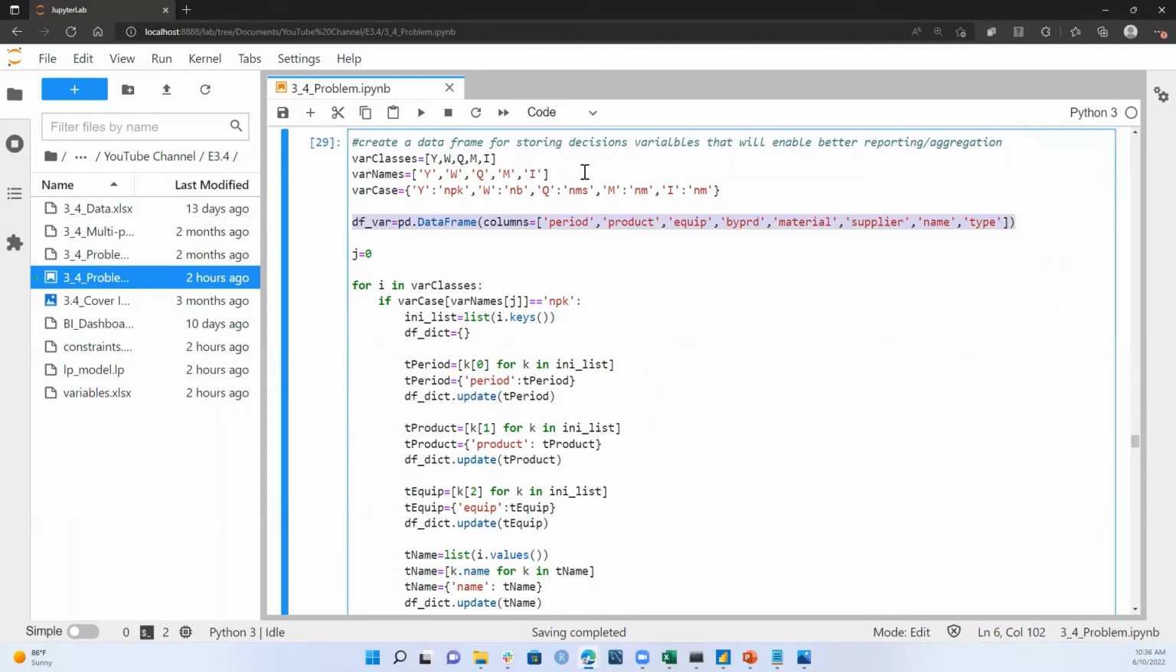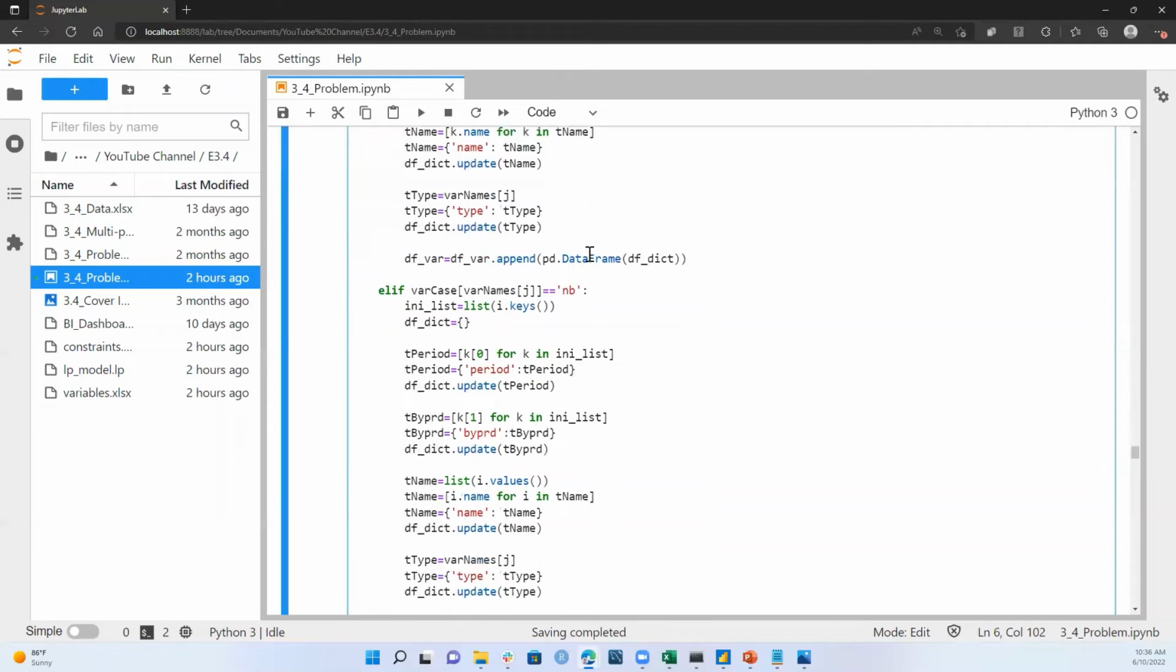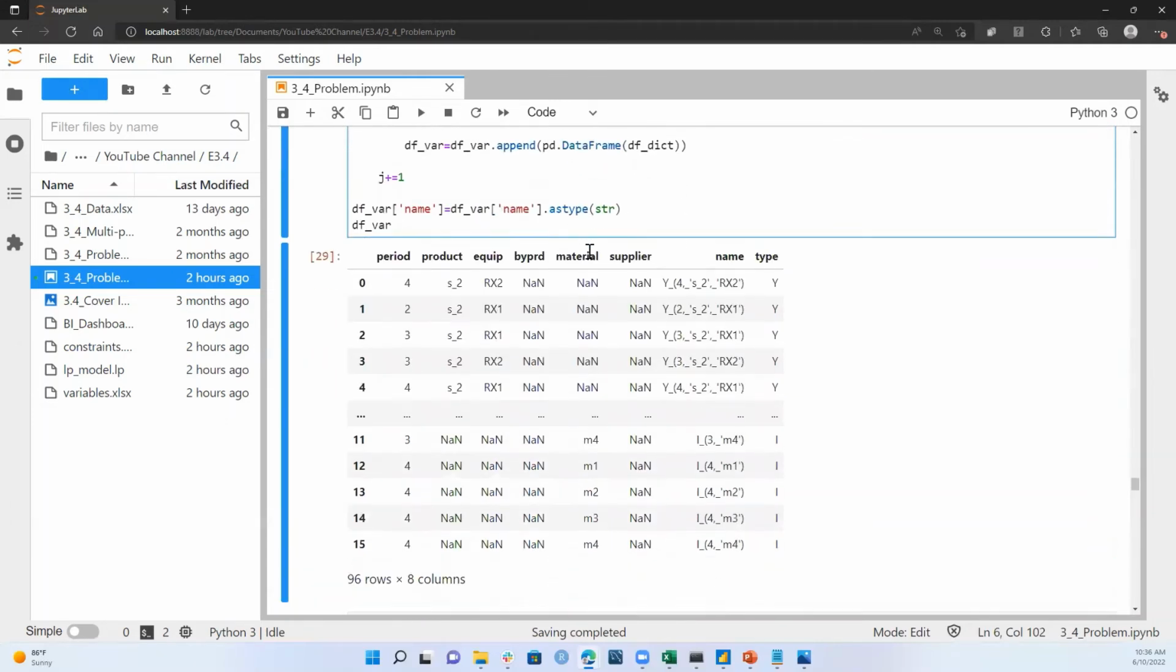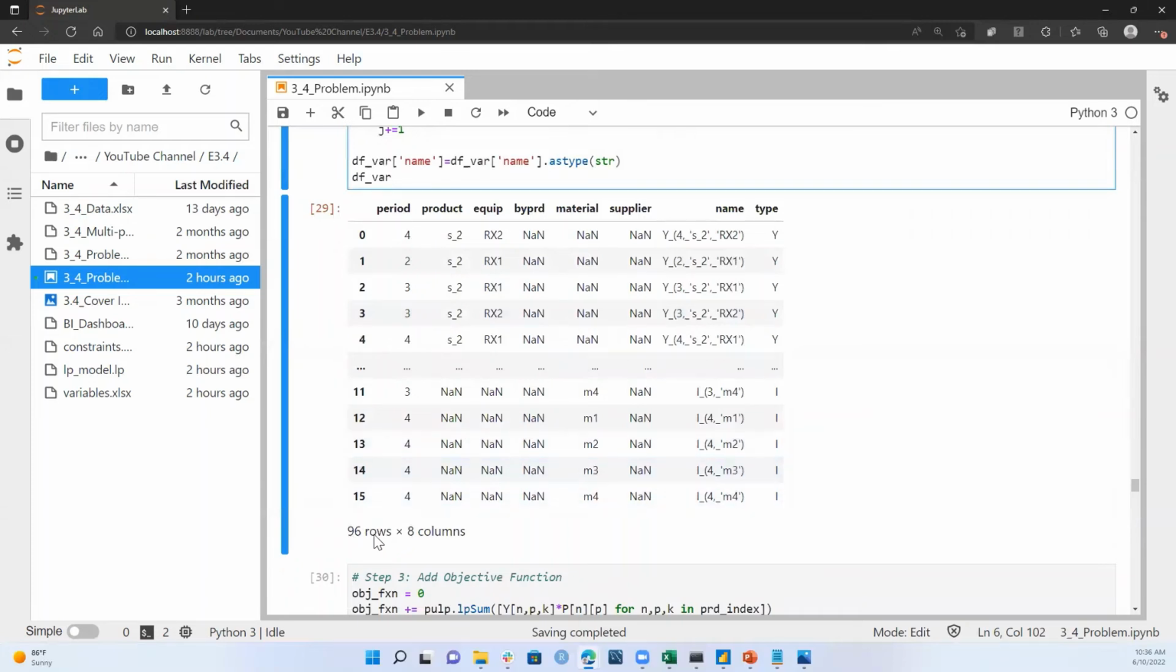And when we append it, it's going to append it to the appropriate column. And we'll do that for each variable class. And so the end result looks like this. We have a data frame right now with 96 rows, because we have 96 decision variables, and 8 columns representing all the possible indices that we use for all of these different decision variables.